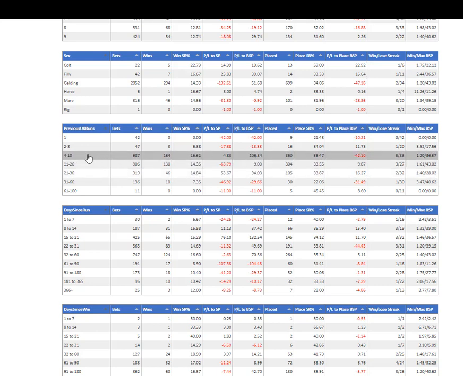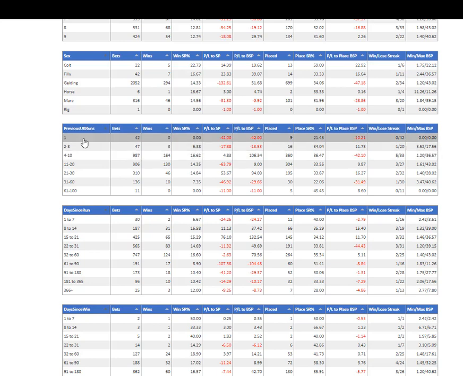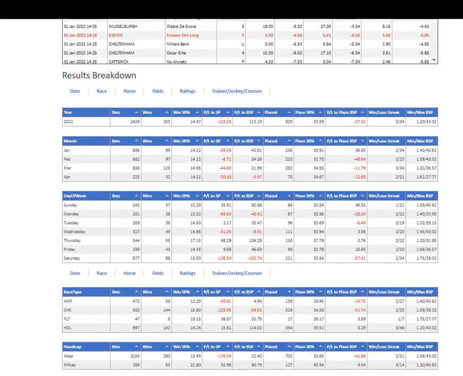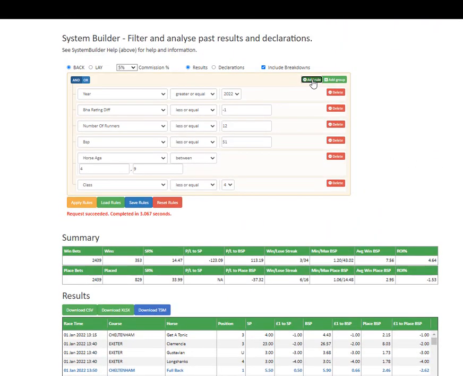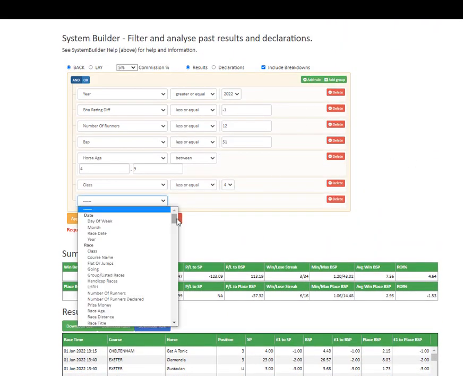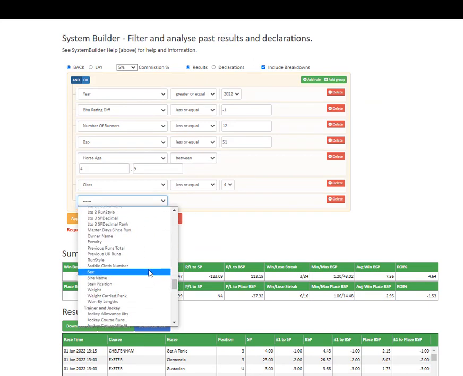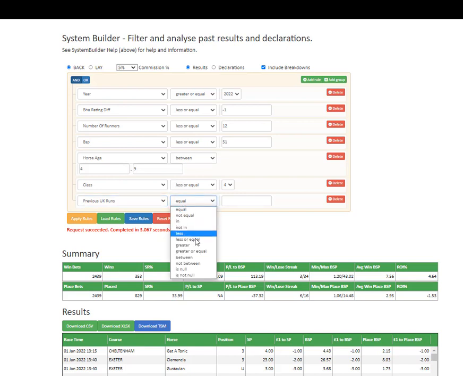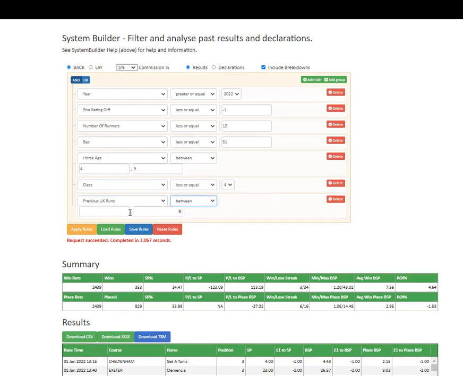So this one here, we can now quite confidently restrict the previous UK runs to between 4 and 30. So previous UK runs between 4 and 30, and then we apply the rules again.